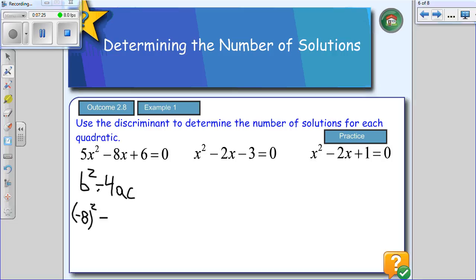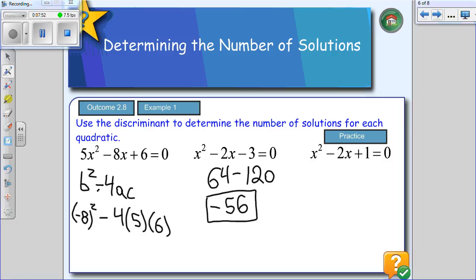Minus 4 times 5 times 6. And you should get 64 minus 120, which is negative 56. If it's a negative discriminant, what is it? No solutions. We write no real roots if it's a word problem. No real roots would be your answer to A.